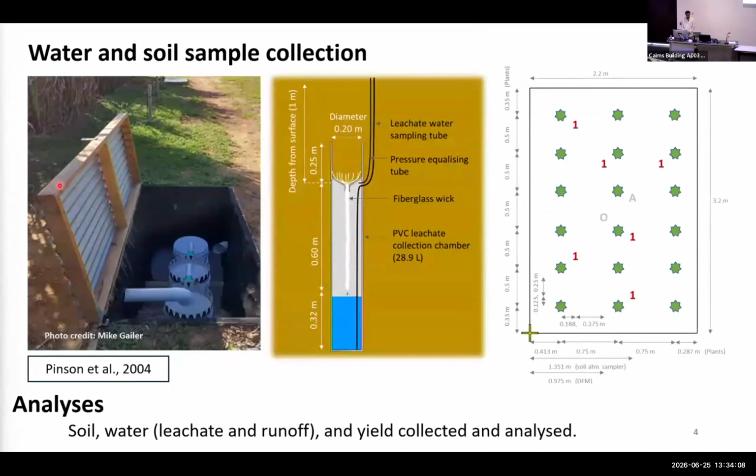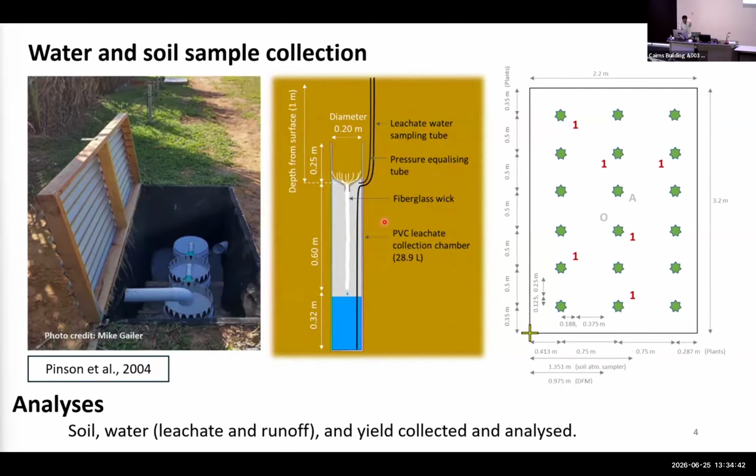We also collected the soil water. The water is the leachate and runoff. We collected runoff using this split system based on Pinson. We constructed the runoff pits in 0 and 50 ton per hectare of basalt with management. And this is the device we installed at 1 meter depth to collect leachate.